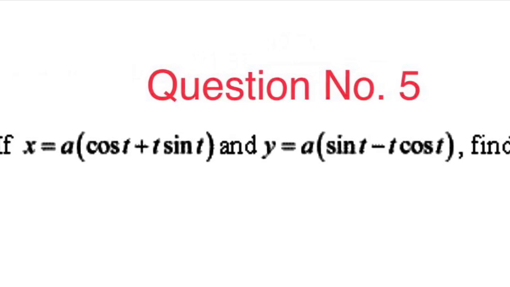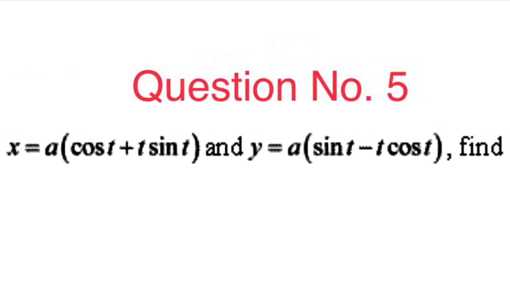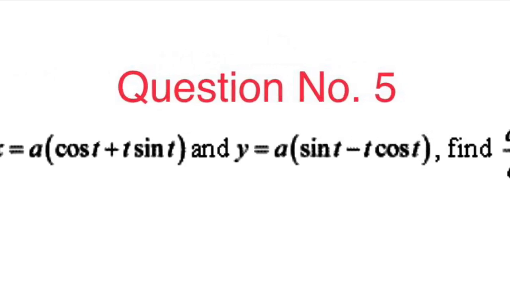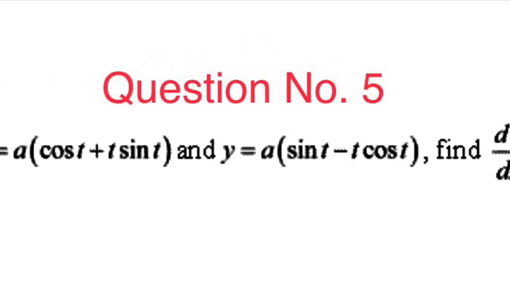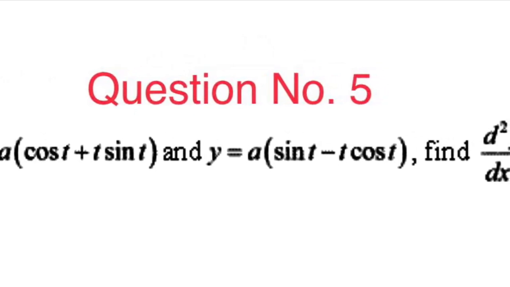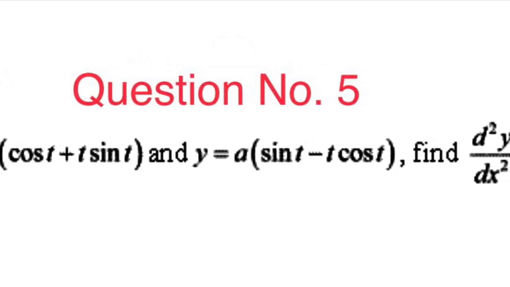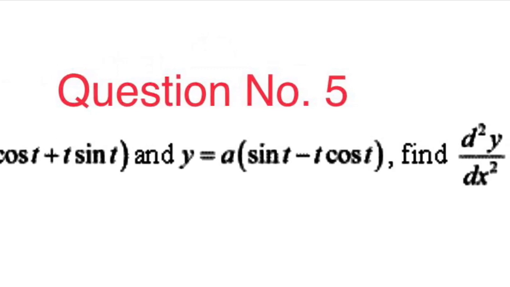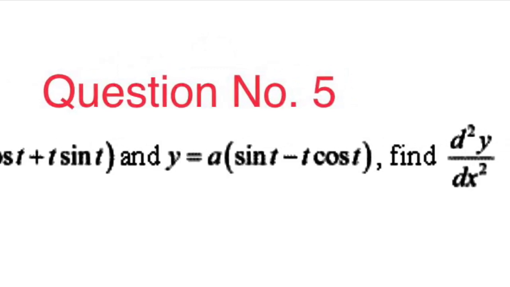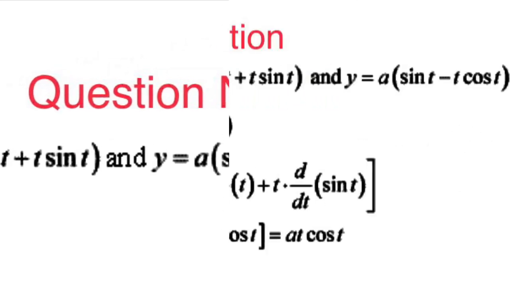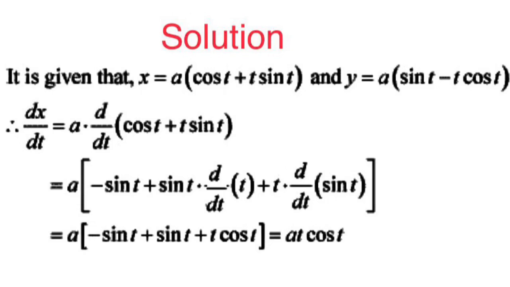Question number 5. If x equals a in the bracket cot t plus t into sin t and y equals a into in the bracket sin t minus t into cot t, then find d square y upon dx square. So students, to get the solution of this, we have already discussed it in the second point. We have to follow 3 steps. So let's see one by one each step.